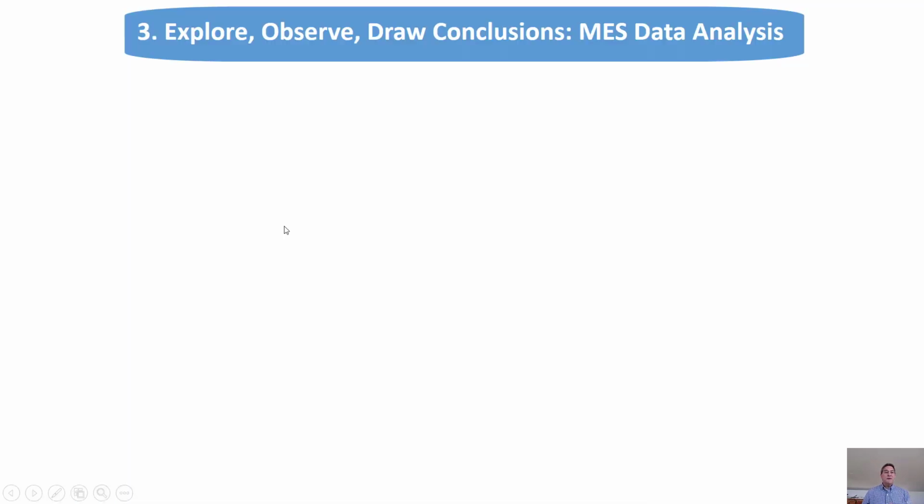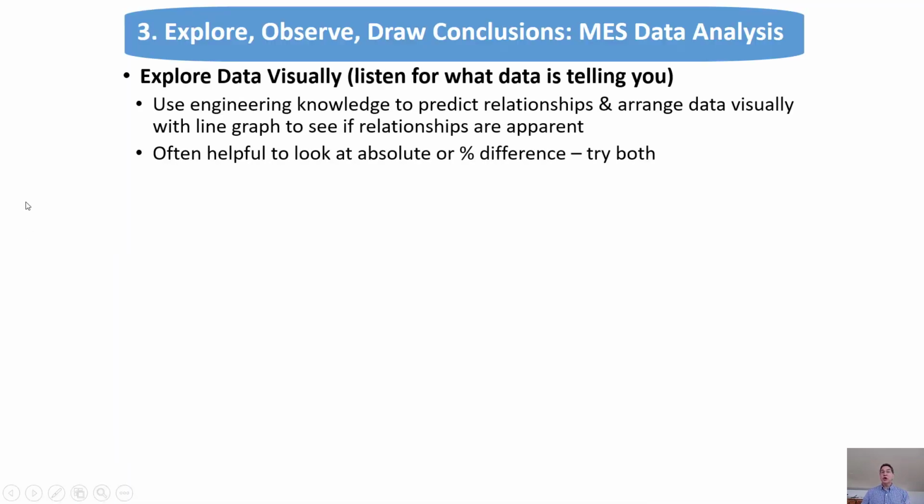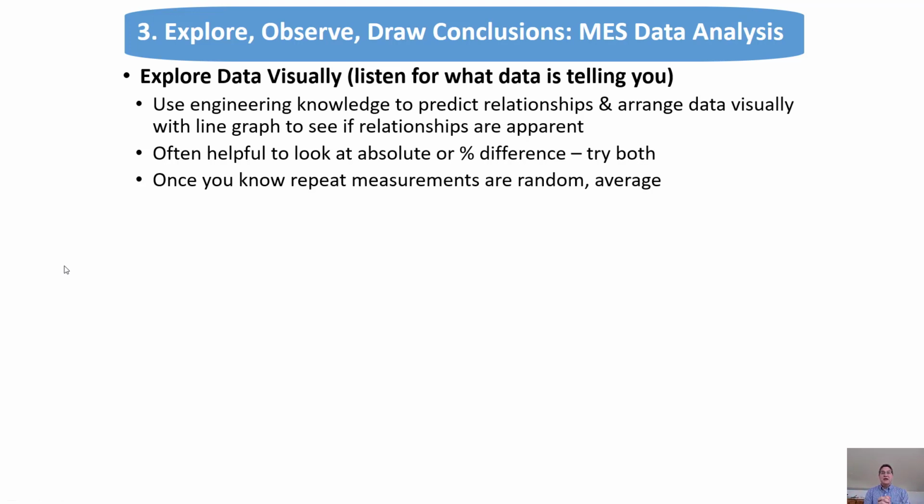And from what we've seen, remember, first just look at your data visually. Listen for what it's telling you. Use your engineering knowledge, predict relationships, sort it in different ways in a line graph just to see what it's telling you. Sometimes it's helpful to look at absolute, sometimes percent. Once you know repeat measurements are random, you can average them and then begin to look at the averages. We saw that when we saw side and up. Yep, they were random. Then we looked at the average. It was much easier to see that difference with the average.